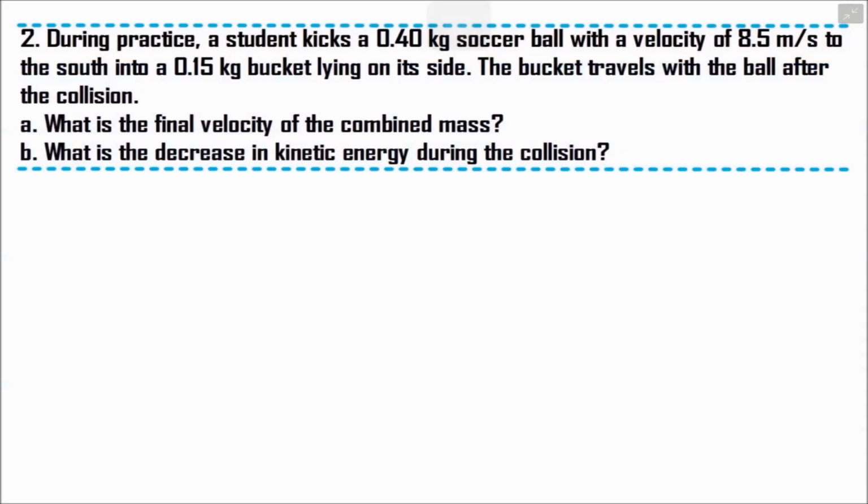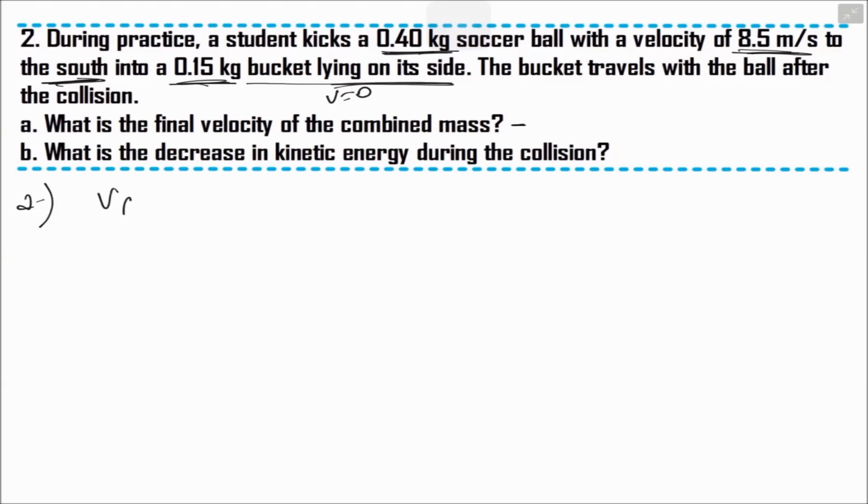Hello, welcome everyone. During the practice, a student kicks a 0.4 kilogram soccer ball with a velocity of 8.5 meters per second to the south. South means negative. It hits a 0.15 kilogram bucket lying on its side. Lying means its velocity is 0. The bucket travels with the ball after the collision. They are traveling together, so that means combined mass. What's the final velocity of the combined mass?